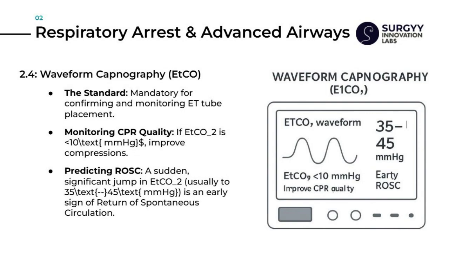Waveform capnography, or ETCO2, is a vital monitoring tool. It is currently the standard and is mandatory for confirming and monitoring the correct placement of an ET tube. Beyond confirmation, it is used for monitoring CPR quality. Specifically, if the ETCO2 reading is less than 10 millimeters of mercury, you must improve the depth or rate of compressions. Finally, it is crucial for predicting ROSC, as a sudden significant jump in ETCO2, usually reaching 35 to 45 millimeters of mercury, is an early sign of the return of spontaneous circulation.